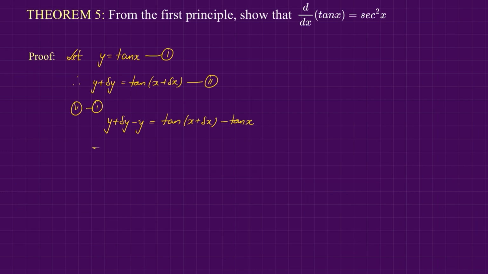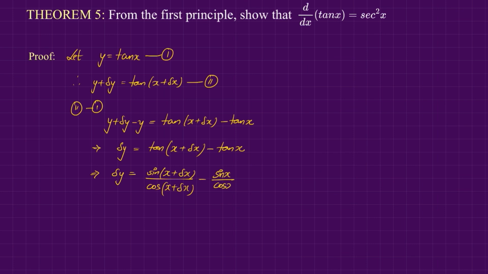So on the left hand side the y and y cancel, so delta y equals tan of x plus delta x minus tan of x. So delta y equals, now tan theta can be written as sine theta over cos theta, so it will be sine of x plus delta x over cos of x plus delta x, minus tan x, which can be written as sine x over cos x. Okay, so let me simplify here.